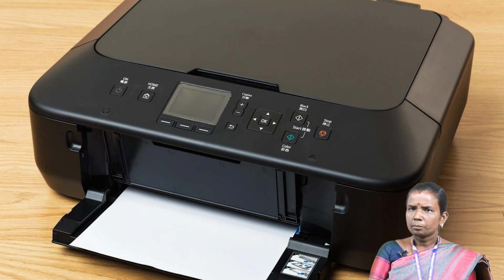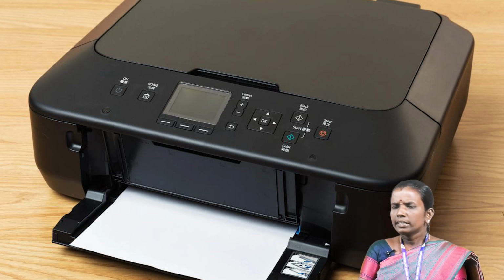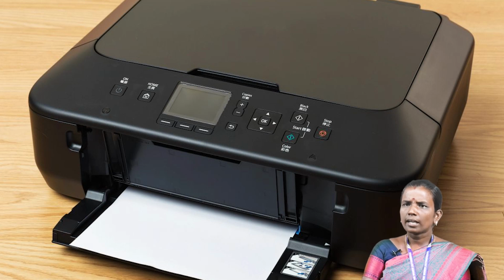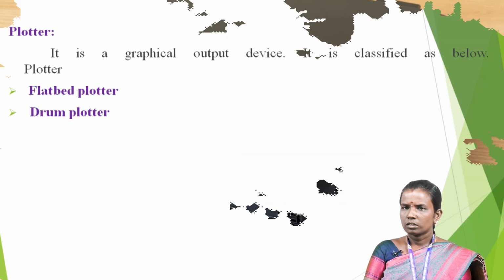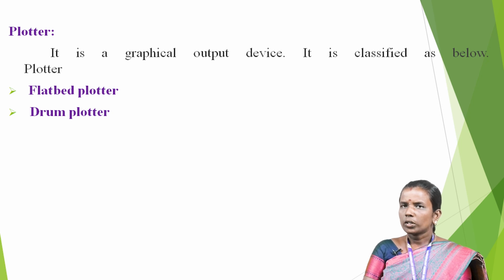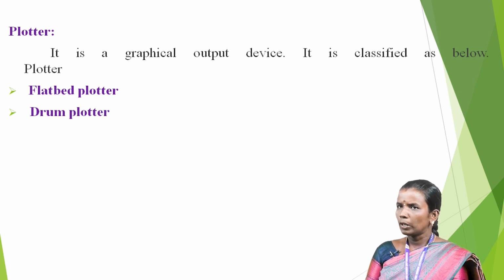And page printer, laser printer. These printers generate both graphics as well as text as image output. The plotter. It is a graphical output device. It is classified as below. Plotter: flatbed, drum.